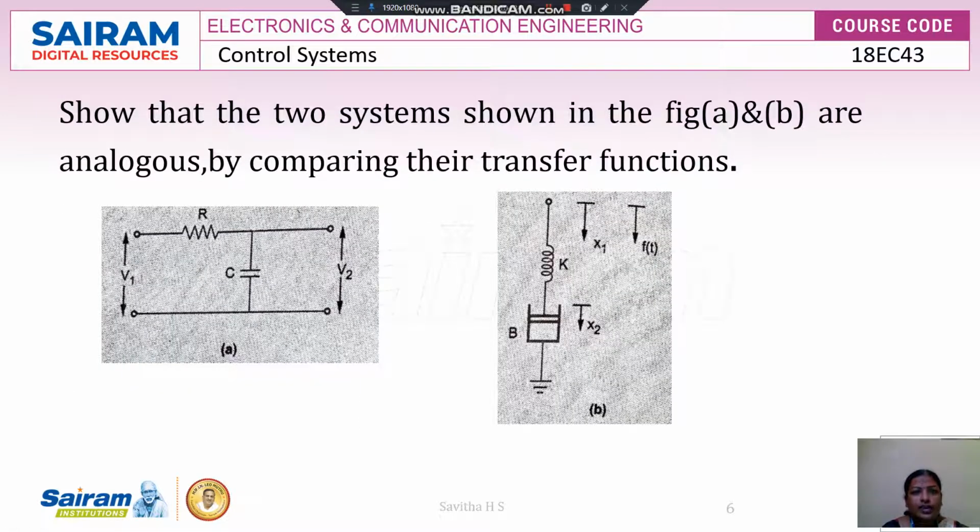So now we'll see the second problem. Show that the two systems shown in the figure A and B are analogous by comparing their transfer function. You can observe in the diagram, one diagram is for an electrical system and the other diagram they have given is a mechanical system. Now I need to find the expression for this.